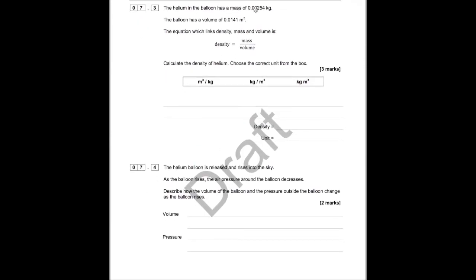The helium in the balloon has a mass of that. The balloon has a volume of that. The equation which links density, mass and volume is that. Calculate the density of the helium. So density equals mass over volume, and that equals 0.18, and I've took kilograms and I've divided it by meters cubed. So that's kilograms per meters cubed. Sometimes it could be in centimeters cubed.